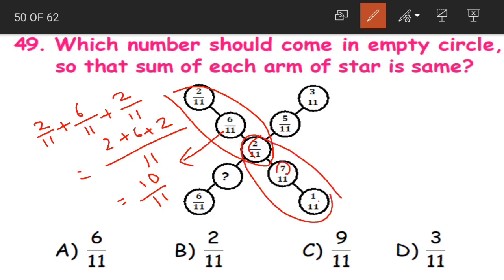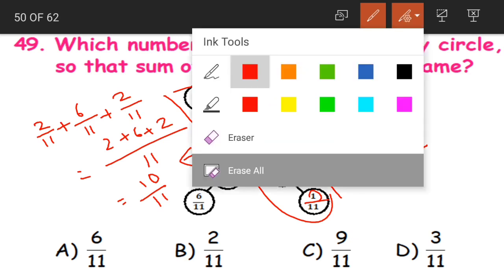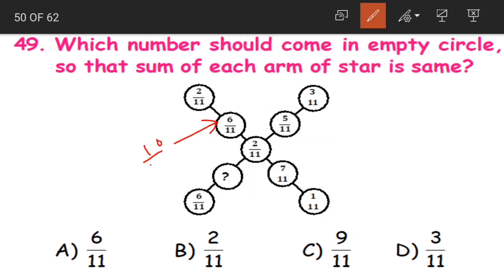2 plus 7 plus 1 is again 10 divided by 11. Again this arm: 3, 2 by 5. This is 10 by 11. This is 10 by 11. 2 by 11 plus 5 by 11 plus 3 by 11.